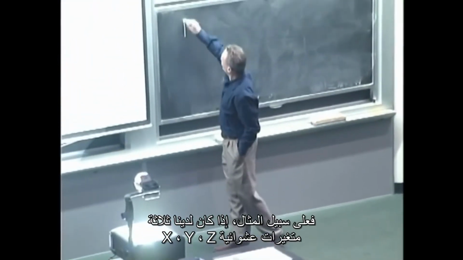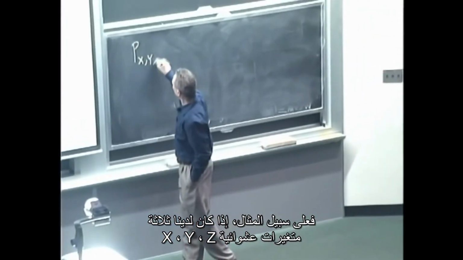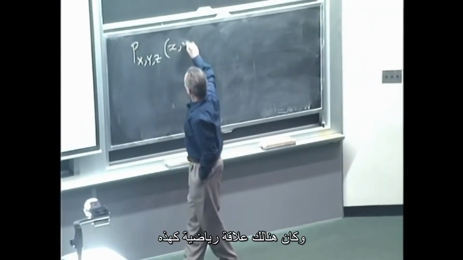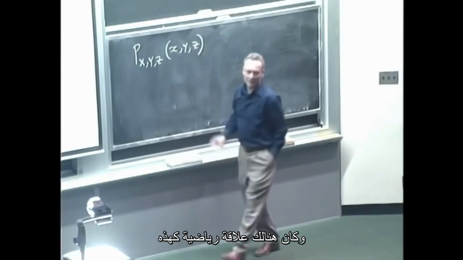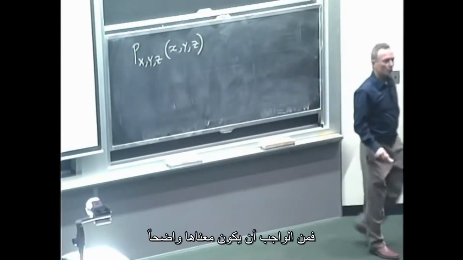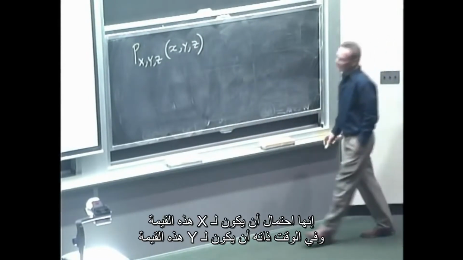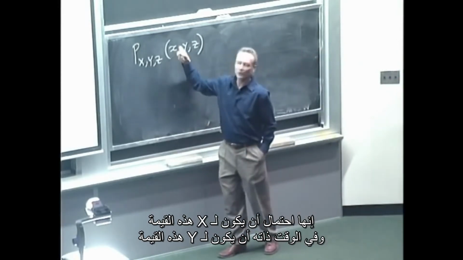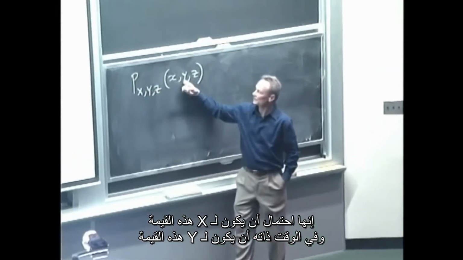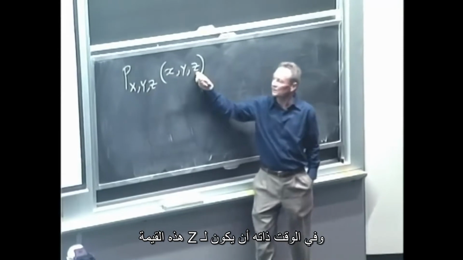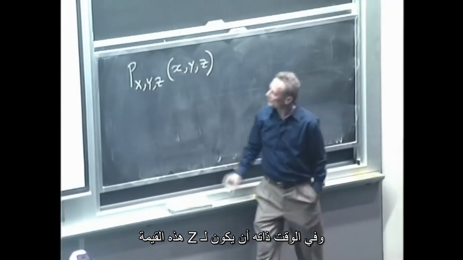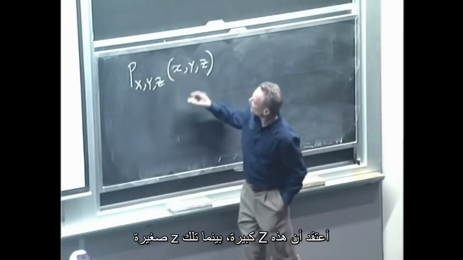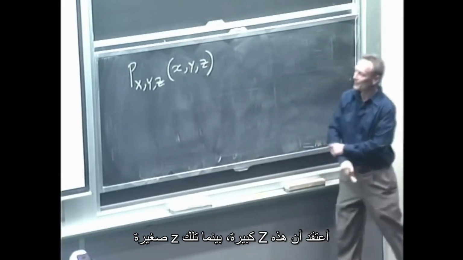So for example, if we have 3 random variables, x, y, and z, and you see an expression like this, it should be clear what it means. It's the probability that x takes this value, and simultaneously y takes that value, and simultaneously z takes that value. I guess that's an uppercase Z here, that's a lowercase z.